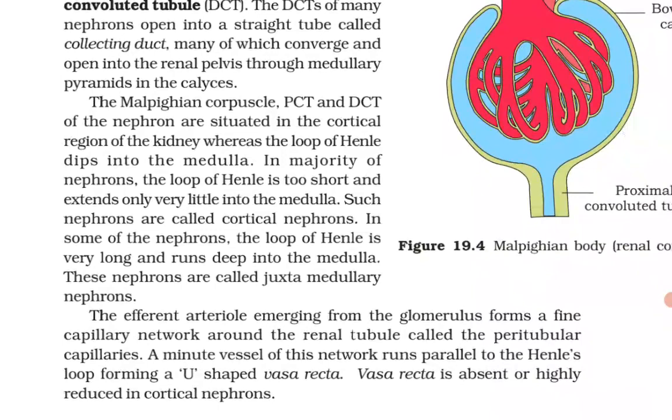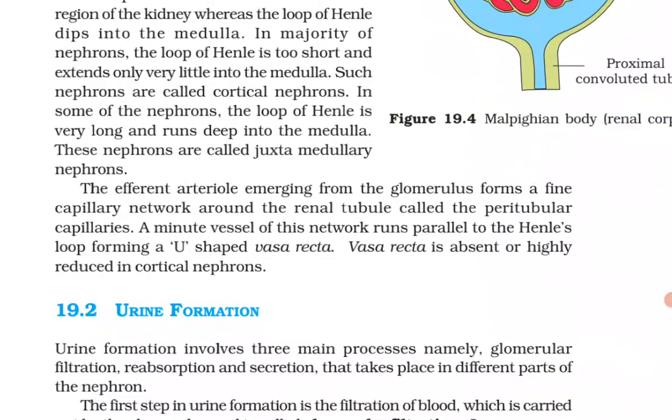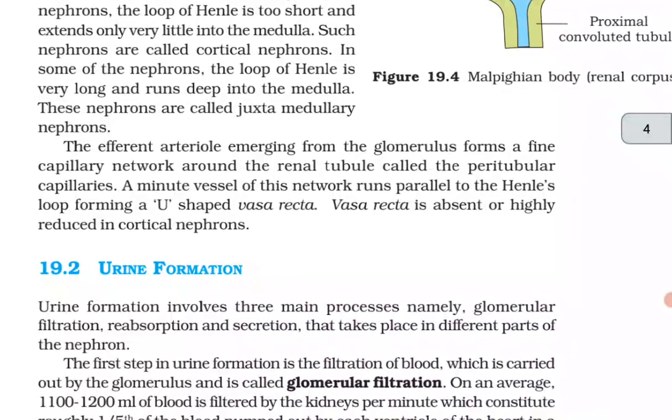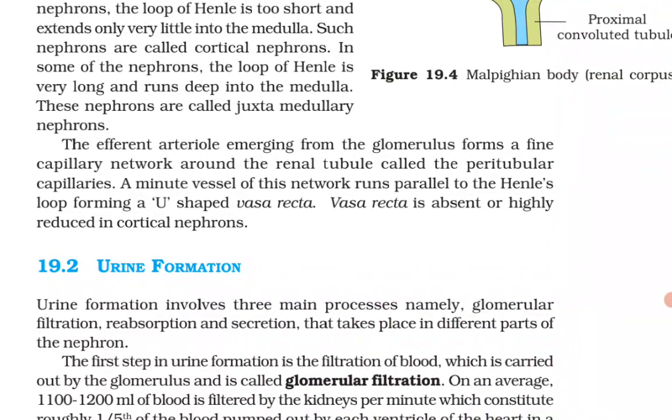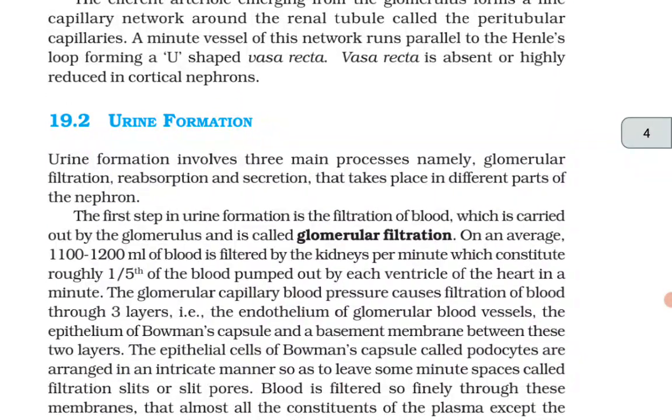In some of the nephrons, the loop of Henle is very long and runs deep into the medulla. These nephrons are called juxtamedullary nephrons. The efferent arteriole emerging from the glomerulus forms a fine capillary network around the renal tubule called peritubular capillaries. A minute vessel of this network runs parallel to the Henle's loop, forming a U-shaped vasa recta. Vasa recta is absent or highly reduced in cortical nephrons.